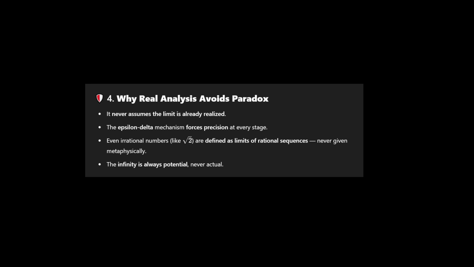4. Why real analysis avoids paradox? It never assumes the limit is already realized. The epsilon-delta mechanism forces precision at every stage. Even irrational numbers, like the square root of 2, are defined as limits of rational sequences, never given metaphysically. The infinity is always potential, never actual.